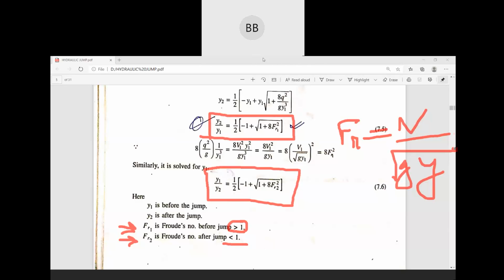So we are going to end our class here. We will continue in the next class with the numericals. We have numericals related to hydraulic jump which you are going to solve in the next class.